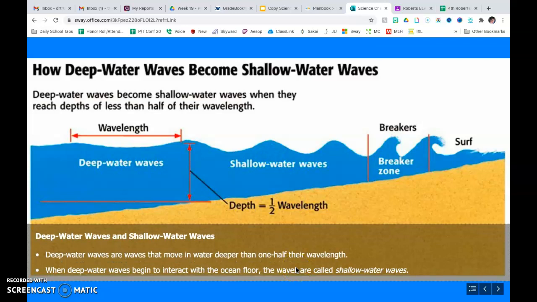So deep water waves are waves that move in water deeper than half their wavelength. Once they reach that, you can see they start pushing up. That water volume has to go somewhere. And then when deep water waves begin to interact with the ocean floor, those waves are no longer deep water waves. They are called shallow water waves.